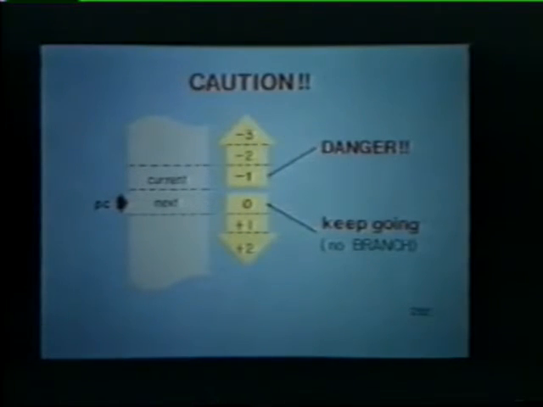A 0 offset indicates there's no branch at all. The program simply continues with the next instruction. Although this offset could be used if desired, it would serve no useful purpose. Why use a branch to the next instruction when the program always goes to the next instruction anyway?